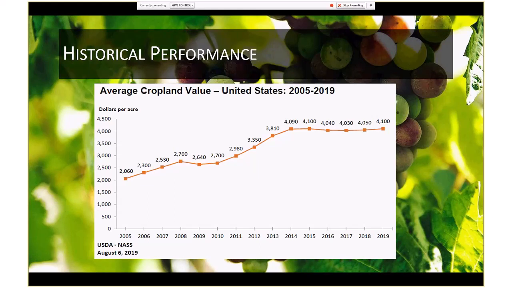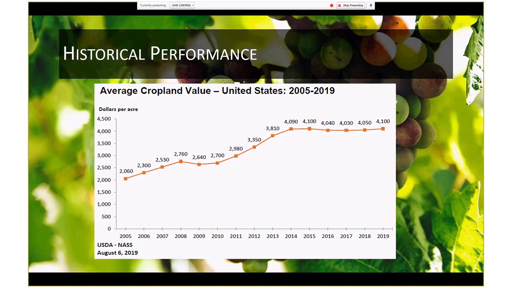Now, I will say this is for average cropland value for the United States. If you break it into individual sectors or geographic sectors, some geographic sectors have performed extremely well. Pacific Northwest and California have done very well. Grain Belt has not done that well over the last 5 years, and the Southeast has had some downward pressure as well. So it really depends on what sector, but I think this is a good overall picture, and there's a reason for this.